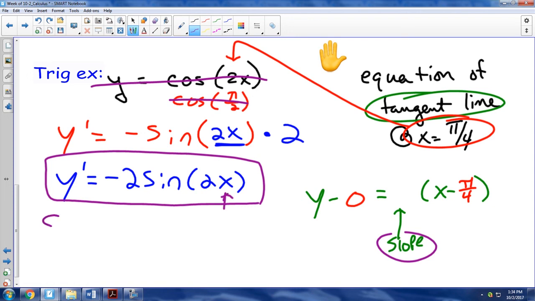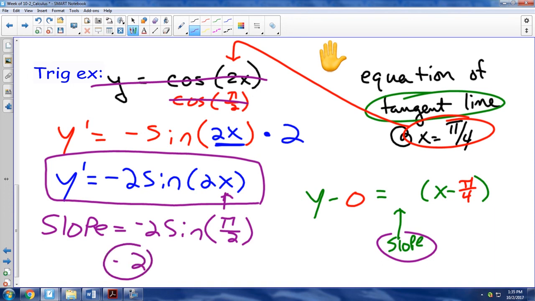So really our slope is equal to negative 2 sine of pi over 2, because I took pi over 4 and doubled it. Sine of pi over 2, I think that's 1. So our slope is actually negative 2, and that's what I'm going to put here, negative 2, and I'm done at that point.